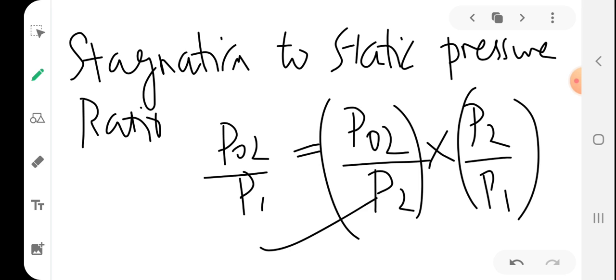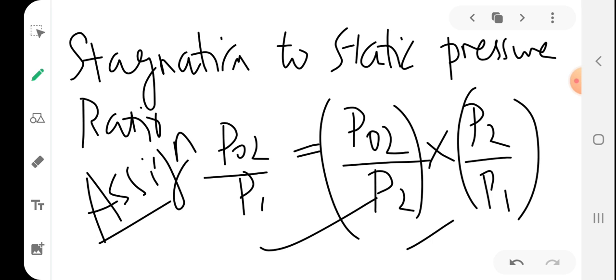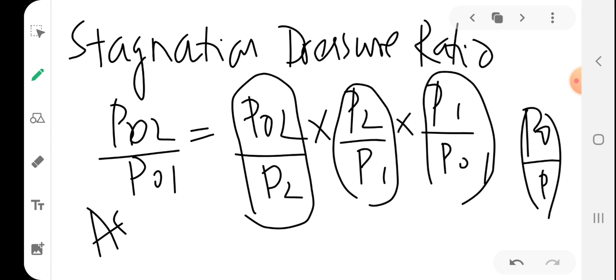I'm leaving it to you. I think you do these two relationships as an assignment. I'm giving you as an assignment. So this is also an assignment.